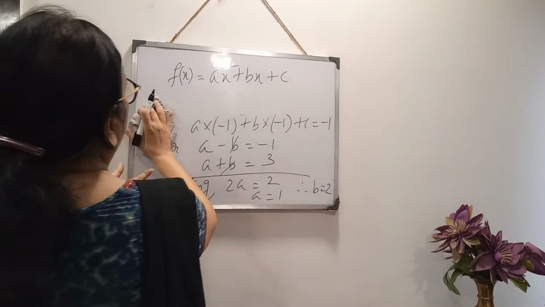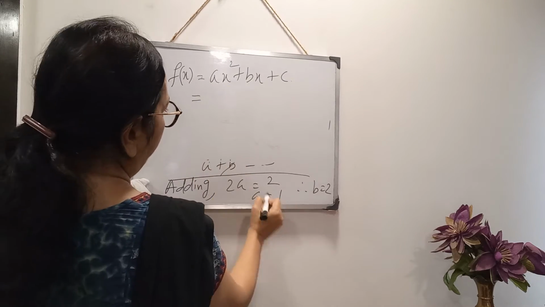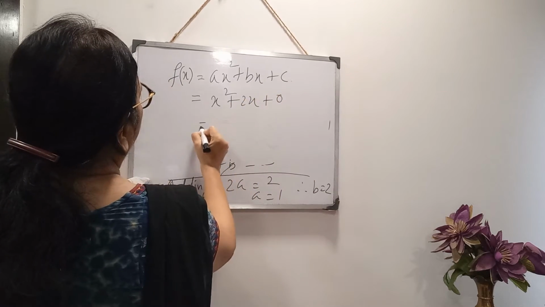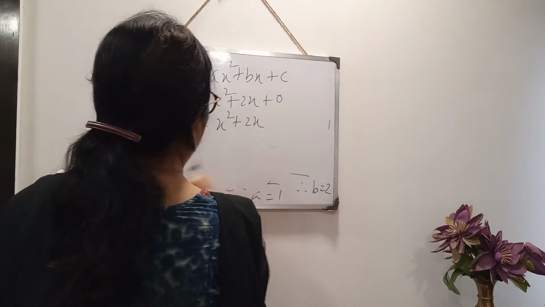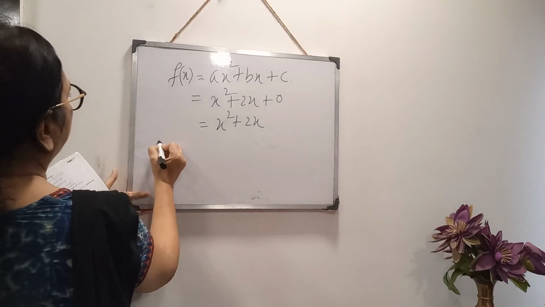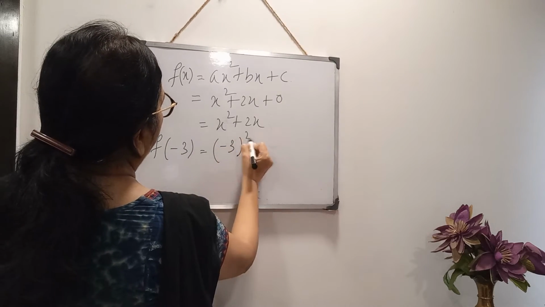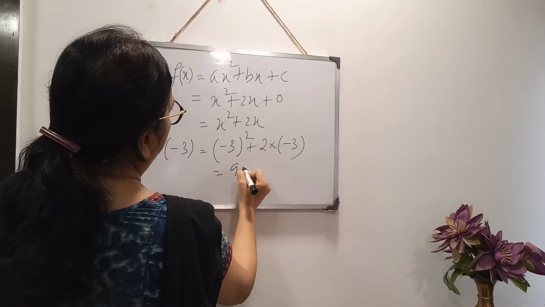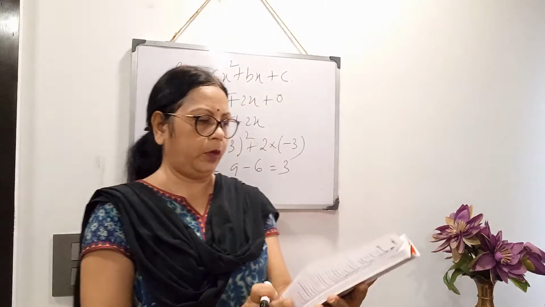Clear? Now after calculation we have got the values of a, b and c. So now I'll put a is 1, means x square plus 2x plus c means 0. So my polynomial is x square plus 2x. Clear? As c is 0. Then what to calculate? You have to calculate f(-3). Minus 3 means in place of x put -3. 9 minus 6. So my answer is 3. Clear? In this way you will do.